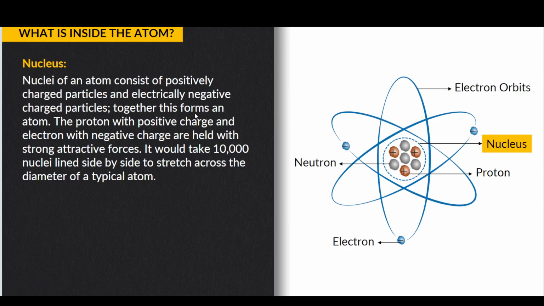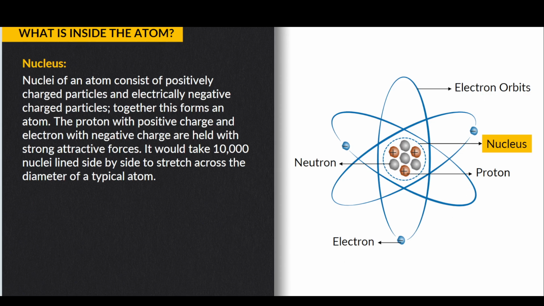So nucleus contains two particles, which are proton and neutron. Protons are positively charged, neutrons do not have any charge. So basically the nucleus contains positive charge and electrons revolve in these orbits, which is the path in which electrons revolve, and they are negatively charged particles.